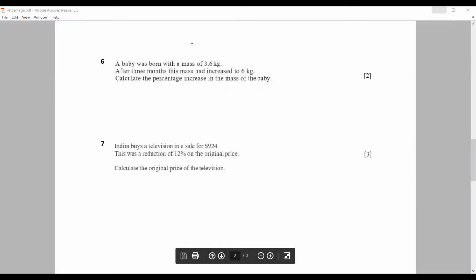So a baby was born with a mass of 3.6 kg. After 3 months, this mass had increased to 6 kg. Okay, wow, it's almost been doubled within just 3 months. So calculate the percentage increase in the mass of the baby.